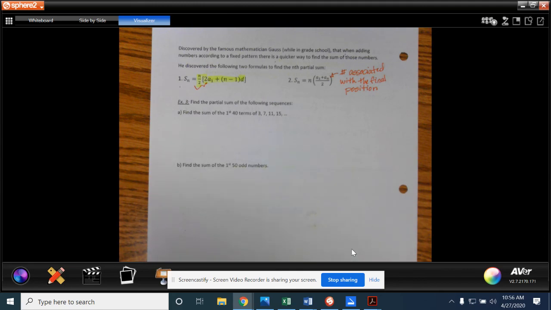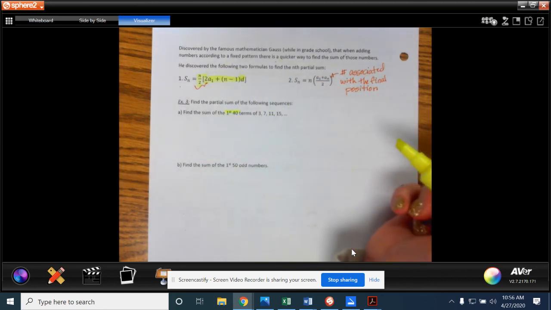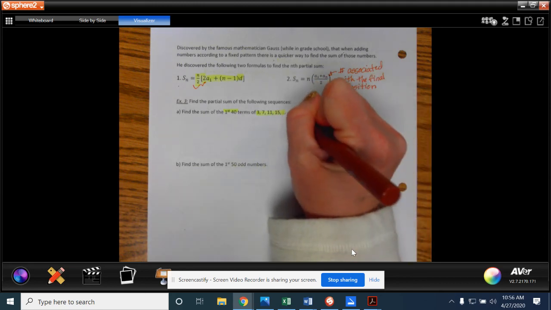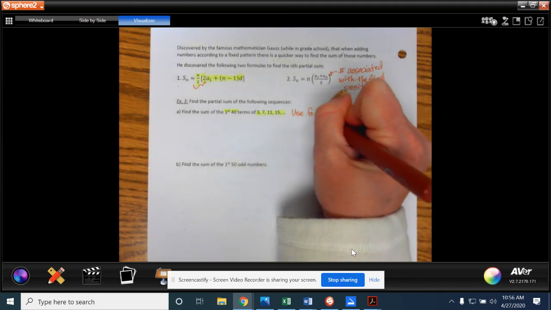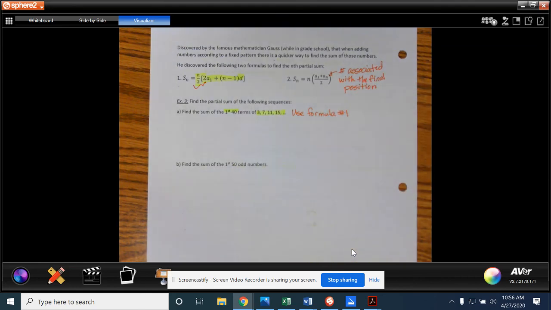So find the partial sum of the following sequences. The first one is the sum of the first 40 numbers, given this amount. So we want the first 40, and we have these numbers in the sequence. I don't know what the final is. Because I don't know the final number, I'm going to go ahead and use formula number 1 above for the partial sum.